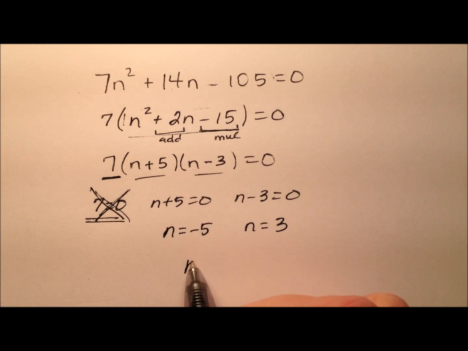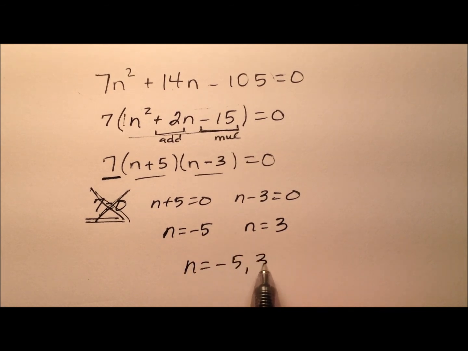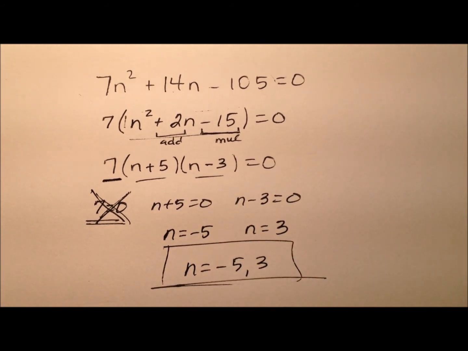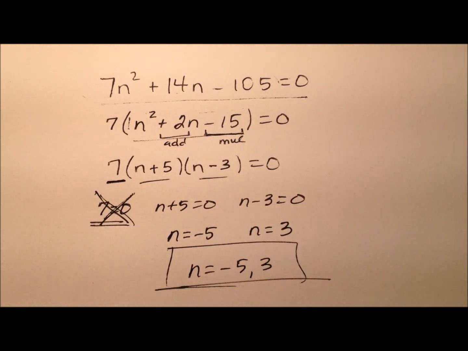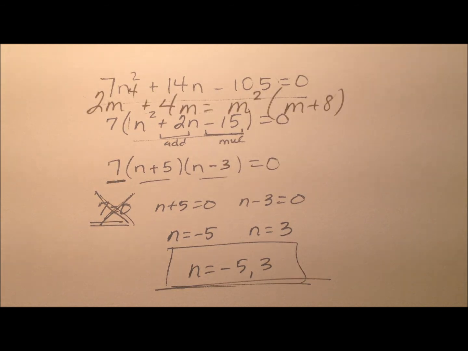So I can say n equals negative 5 or 3. And those will be the two solutions or roots for this equation. So I'd go ahead and encourage you to plug those in, make sure that works, and you'll see that these are the two solutions for this equation. And we went ahead and found them by factoring.